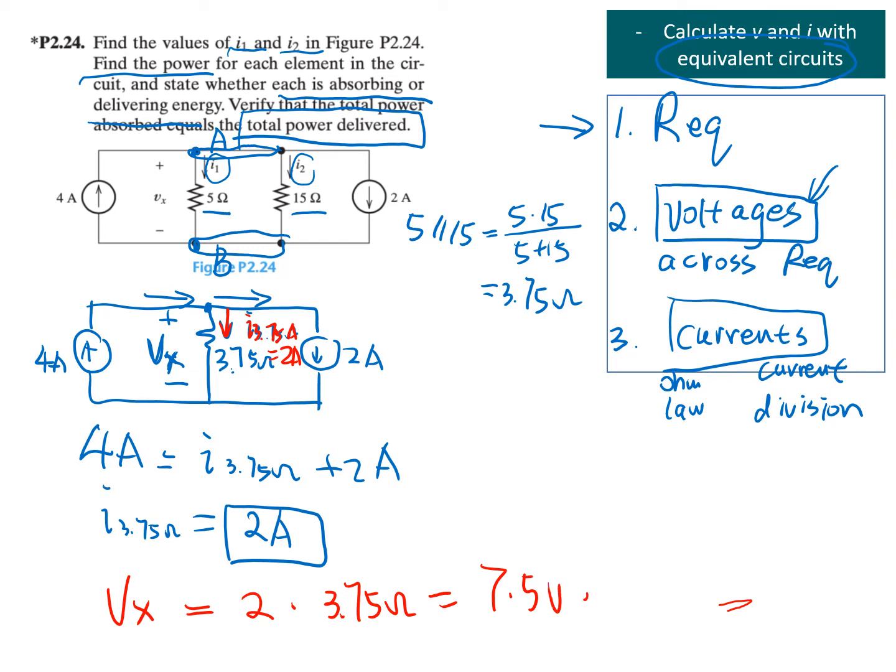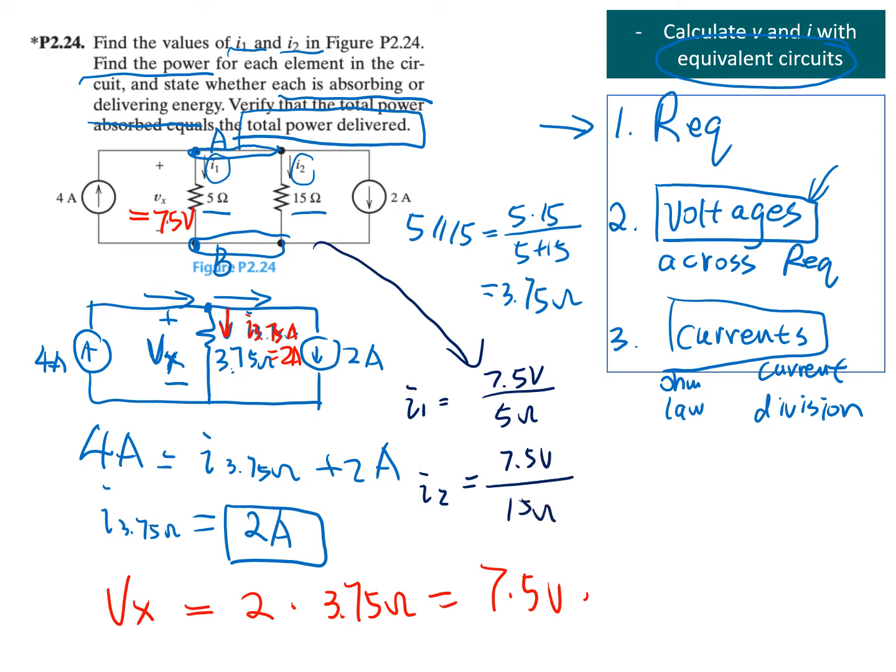So we can easily find the Vx, that's 2 times 3.75 ohm, which is 7.5 volt. Okay. So how should we find the current value of I1 and I2? Now we know Vx is equal to 7.5 volt. That's also pretty straightforward because we can directly use Ohm's law. So I1 is equal to 7.5 volt over 5 ohm, I2 is equal to 7.5 volt over 15 ohm. This is equal to 1.5 amp. This is equal to 0.5 amp.